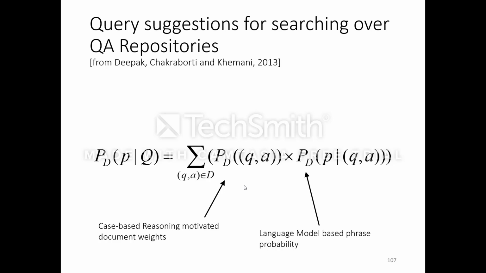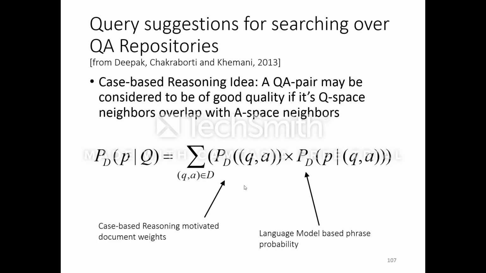Okay, so the case-based reasoning idea is that a QA pair may be considered to be of good quality if its Q space neighbors overlap with the A space neighbors. I'm sorry, I forgot about this animation part of it, which came on the top.